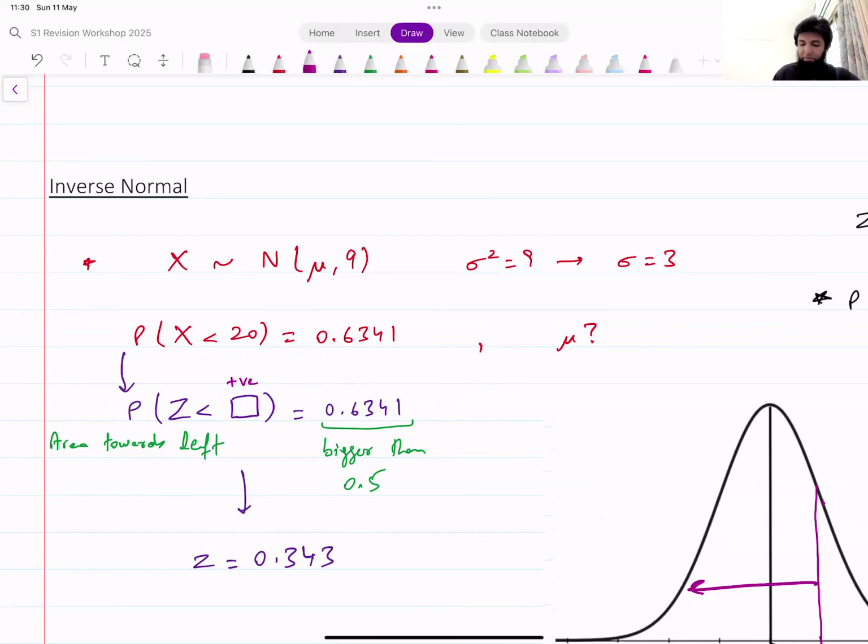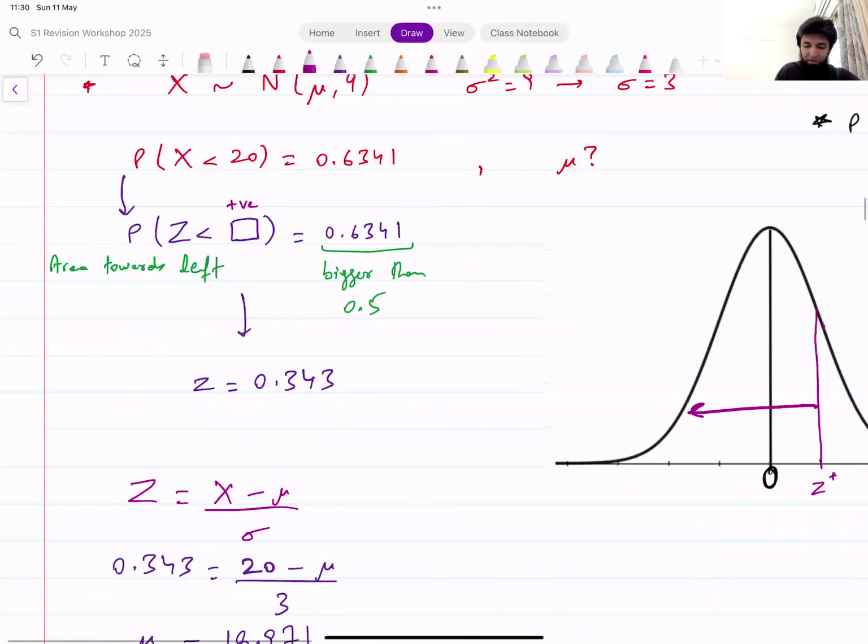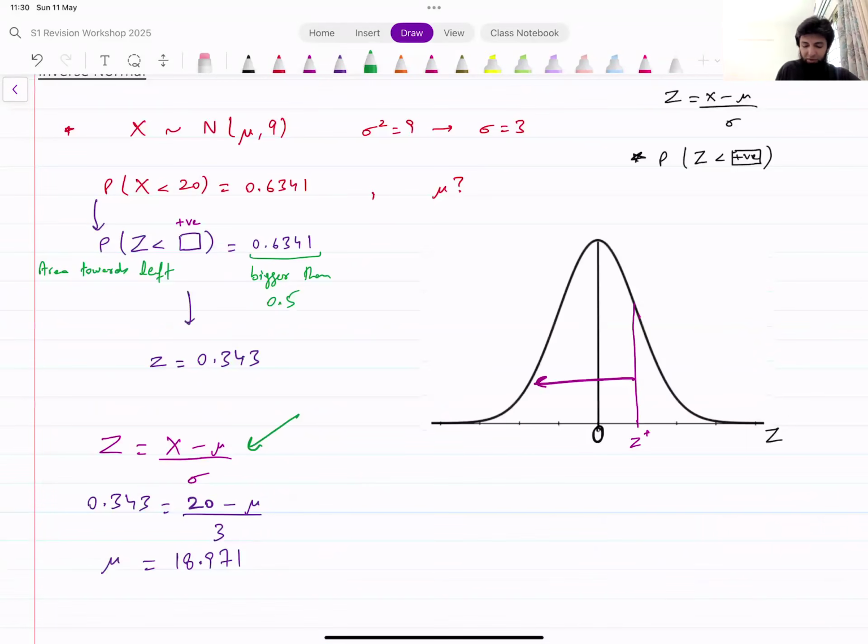Now we've got the z value. We had to find the mean. We use the formula that we've got, z equals x minus mu over sigma. Z value is 0.343, x is 20, mean is unknown, standard deviation is 3. Just input those values in this formula, you get the value for mean from that, and that's what we were looking for. Let's take another example.